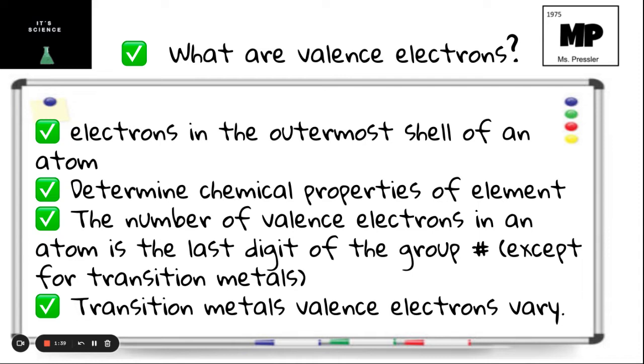The transition metals, those valence electrons vary. They could have 1, they could have 2, they could have 3, they could have 4. Usually we are told how many valence electrons for an element that is a transition metal.